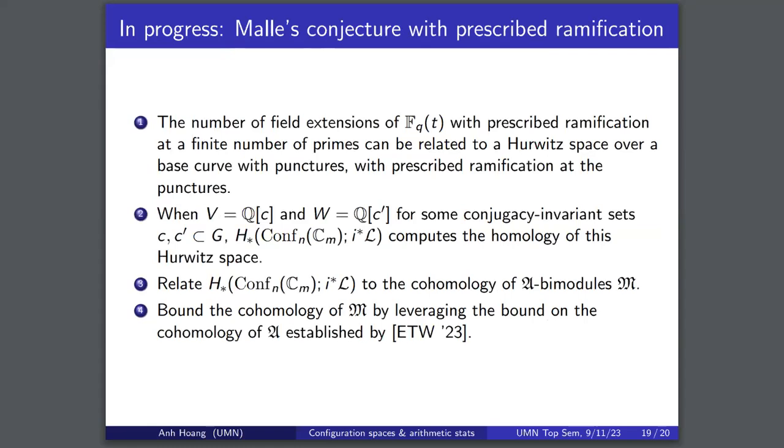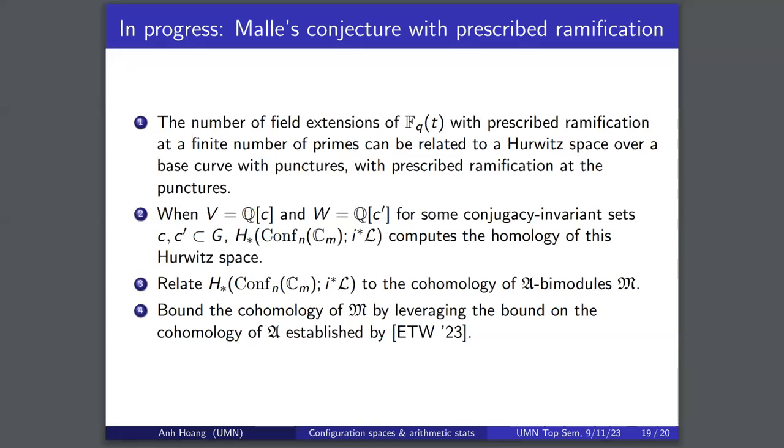Okay, I'm going a little bit over time, so let me wrap it up with the work in progress, something I call the moments conjecture with prescribed ramification. The thing we want to study is the number of field extensions of F_q(t), again in the function field setting, with prescribed ramification at a finite number of primes. This number can be related to a Hurwitz space over a base curve with punctures, where you can think of the punctures as the places where we specify ramification. So the monodromies around the punctures encode the ramification that we want to specify.